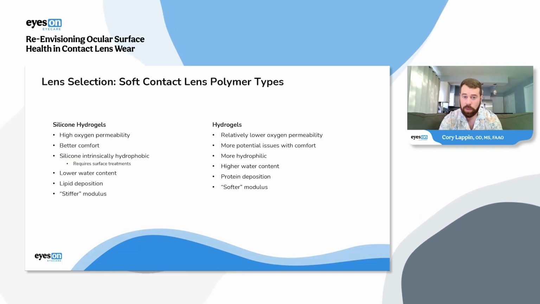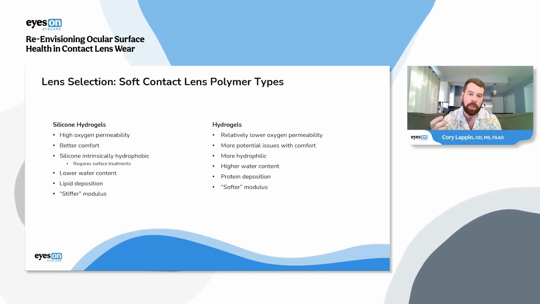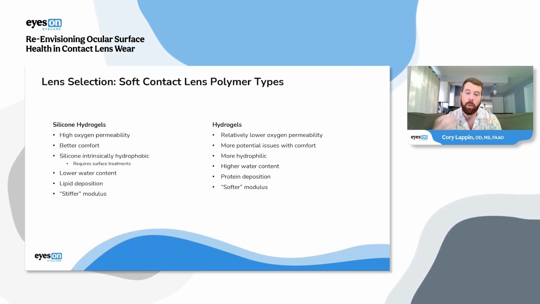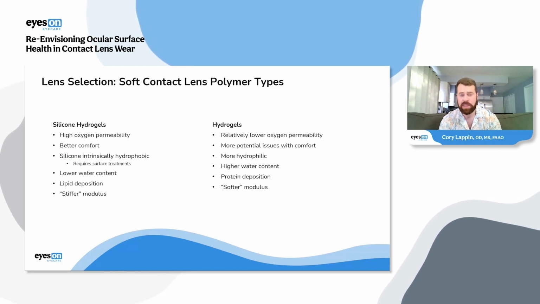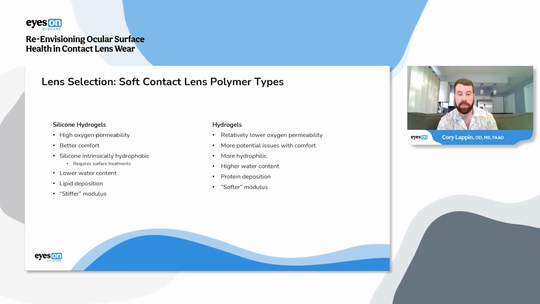Now, one thing of note, though, is a higher water content isn't always the best thing, because paradoxically, as water content goes up, you have more potential for evaporation from the lens. And then as the water evaporates, it can actually pull moisture from the tear film, and that can create some dryness-related issues.